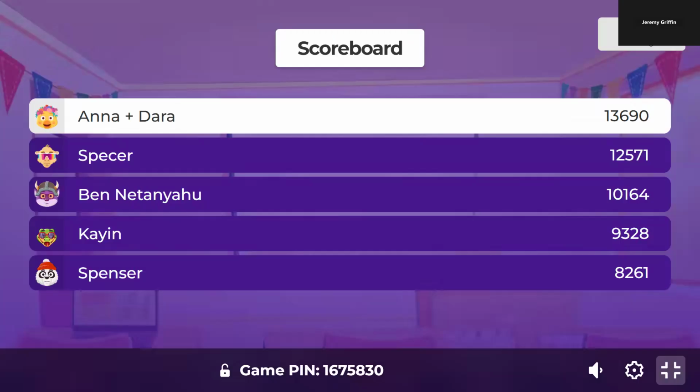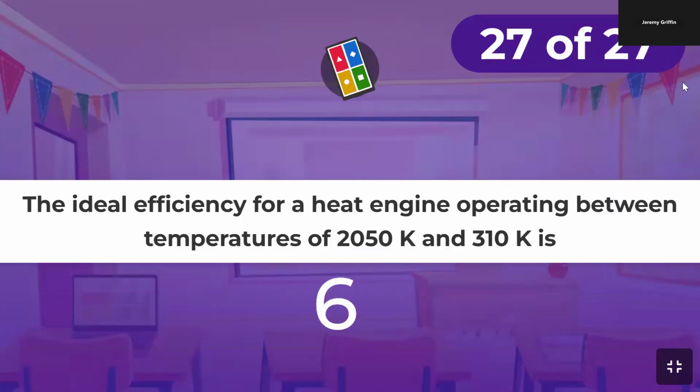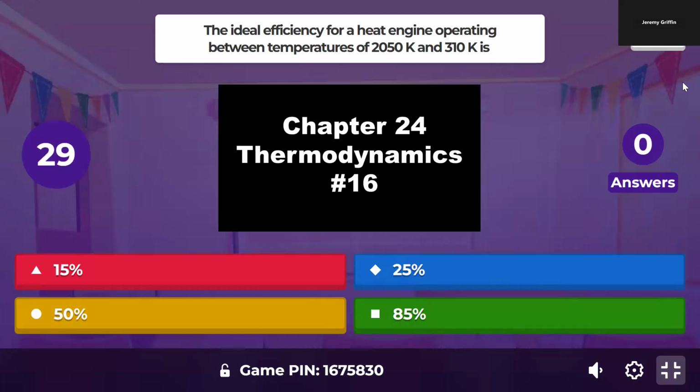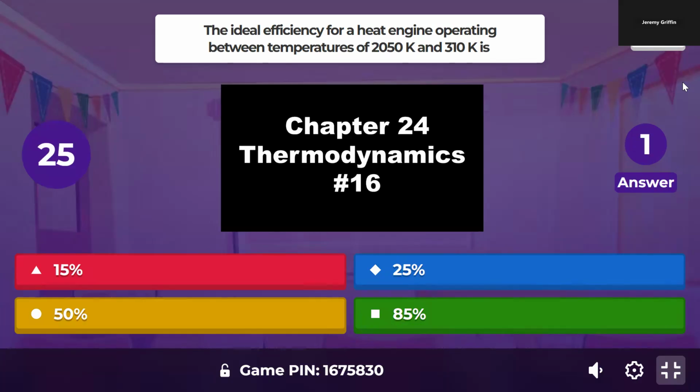But one more question. Here we go. For the win. Who will win? Exactly what I promised you guys: ideal efficiency for an engine between... Oh, and I gave it to you in Kelvin. How nice of me. Can you guys do 1 minus? You guys got a calculator? Do 1 minus 310 over 2050, and it should give you one of these answers.